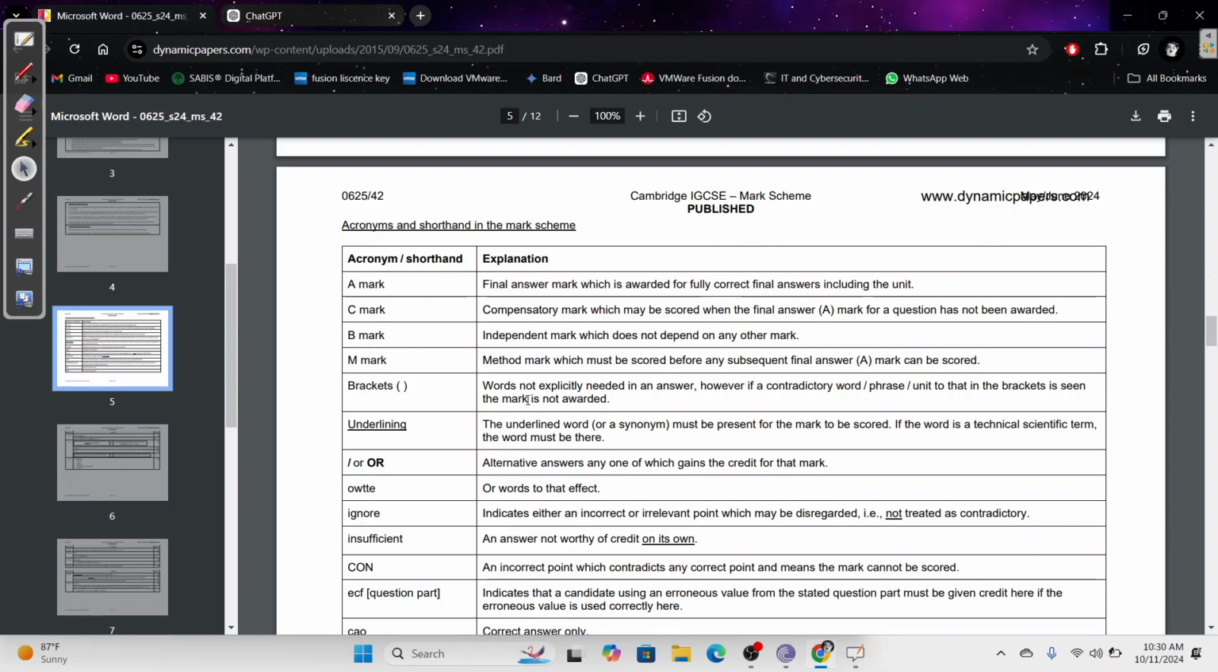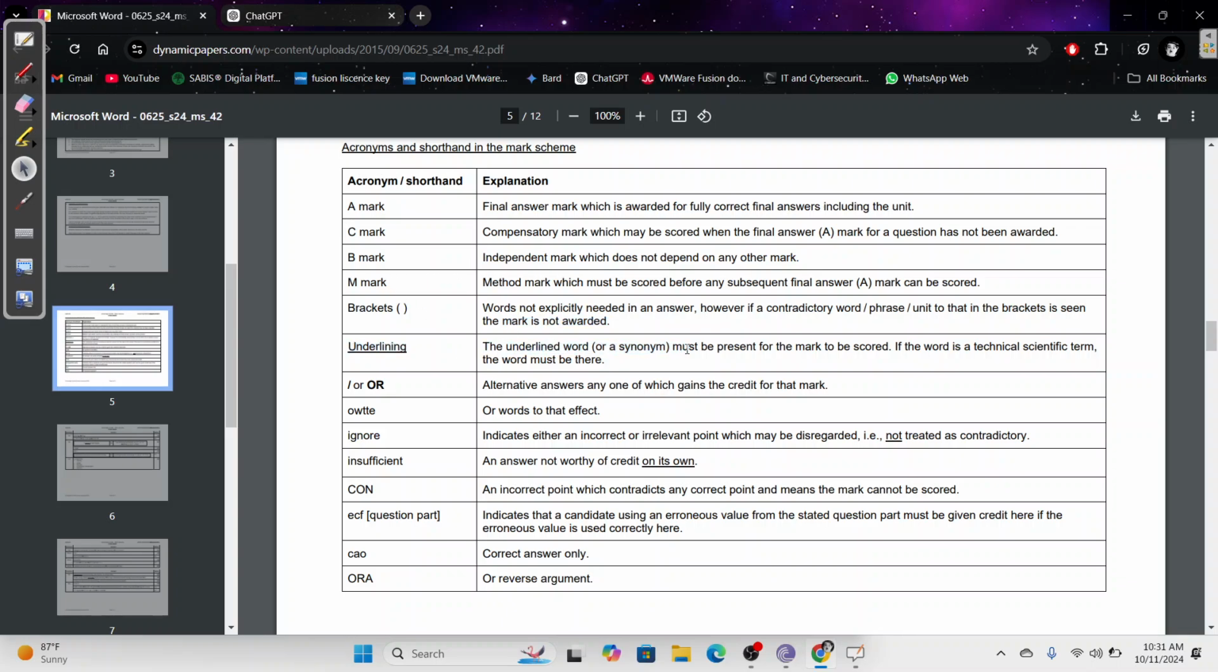However, if a contradictory word, phrase or unit to that in the brackets is seen, the mark is not awarded, which is why, in the last one I said for delta E, it's their preferred answer. The delta was in brackets in the other marking scheme, but it's their preferred answer. So if you find an answer that contradicts whatever is in the bracket, they ignore it. Your answer is wrong. Okay.